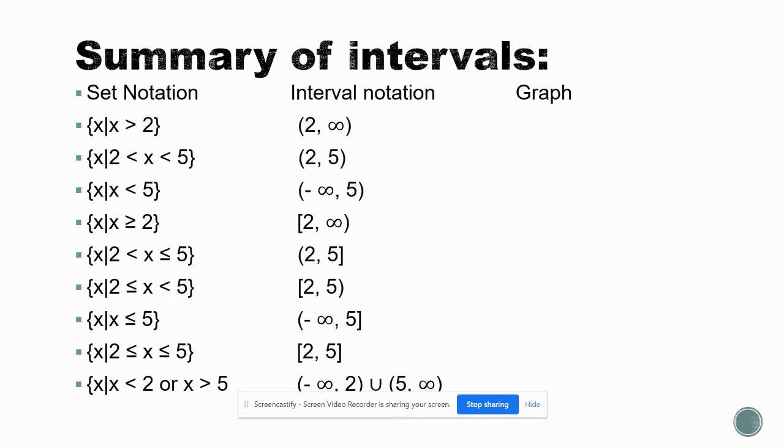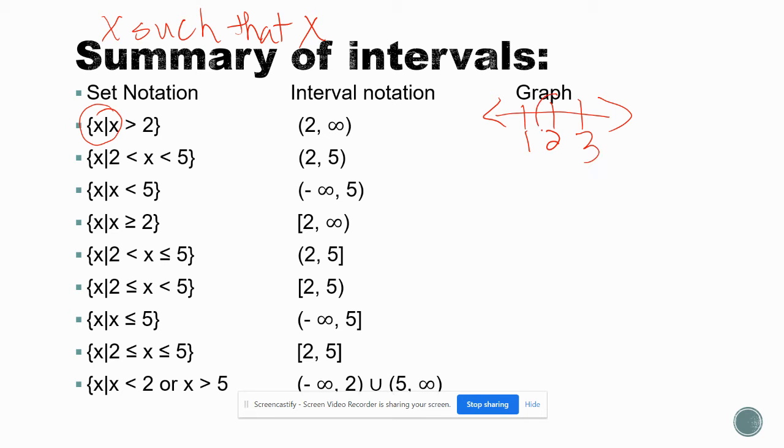Set notation, interval notation. We talked about this way back in one of the first sections that we took notes on, and that is x such that x. So x such that x is greater than 2 is set notation. Because this is not equal to, we have a parenthesis here at 2. Remember, infinity always gets a parenthesis. And this graph would look like this.